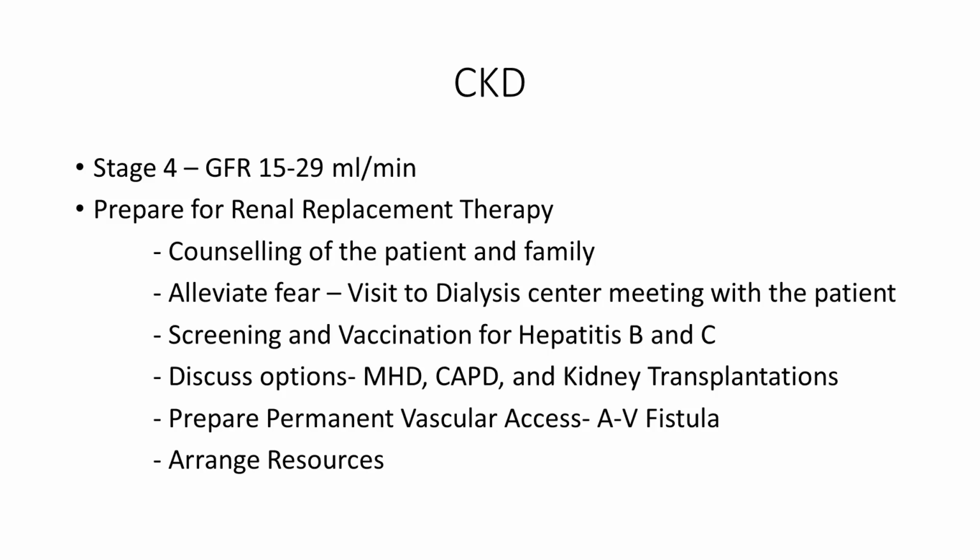But for maintenance hemodialysis, it is always better to prepare vascular access, because we do require blood for hemodialysis, and it is always better to prepare vascular access, which is called AV fistula, in advance. Usually, an AV fistula once made takes 6 to 8 weeks to mature, so we have got the time, and we avoid the need for temporary vascular access in the form of tubes, double lumen catheters, etc.